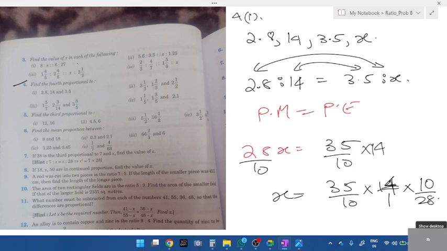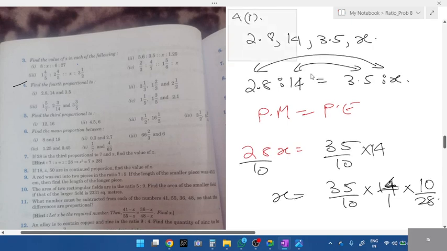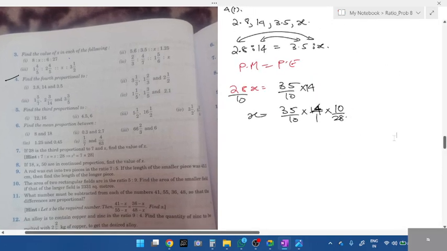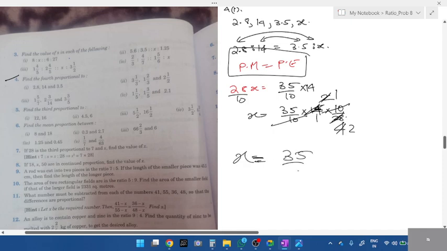Okay. I'll tell you the difference, students. Fourth main, fourth, any proportion, students, any proportion will have 4 terms. For all the proportion concept, use PM is equals to PE. 10 and 10 gets cancelled. 7 2s are 14, 7 4s are 28. 2 ones are 2, 2 twos are 4. What's the answer? Is it 35 by 2? That is equal to 17.5. Very good.